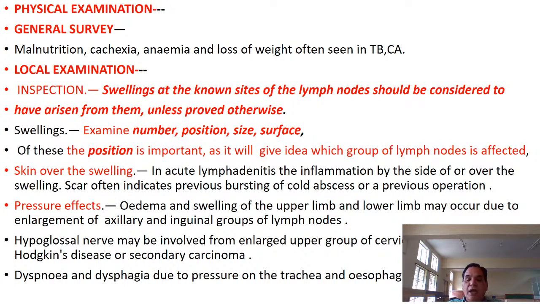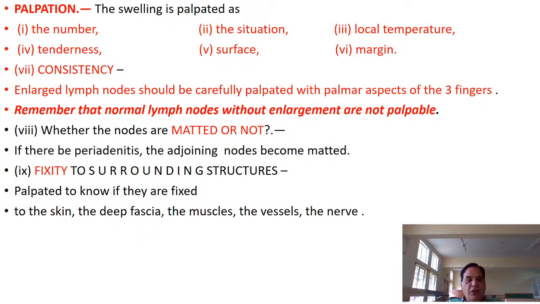Pressure effect is edema and swelling of the upper limb or lower limb, which can be due to axillary and inguinal lymph nodes. Nerve involvement: involvement of the hypoglossal nerve is common in upper cervical lymph nodes due to Hodgkin's or secondary carcinoma. In esophageal lymph nodes, the presentation is dyspnea or dysphagia. So, depending on the site, you have to look for what type of pressure effect it can give.